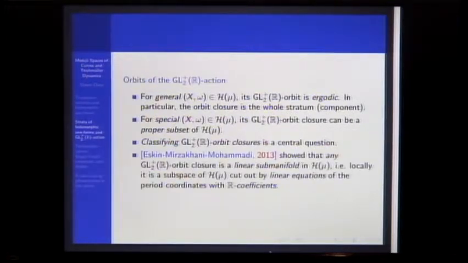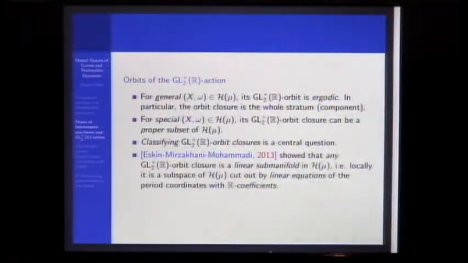And there is a recent fantastic result by Eskin, Mirzakhani and Mohammadi two years ago. They proved the following statement. You should view this as a structure theorem for orbit closures. For any such orbit closure, although we don't know how to classify them, they know they have good geometric structure. They are so-called linear manifolds in the strata. In other words, if you view the strata given by the period coordinates as a local vector space, then those orbit closures are always locally a linear subspace, in the sense that they are cut out by linear equations using these periods with real coefficients.